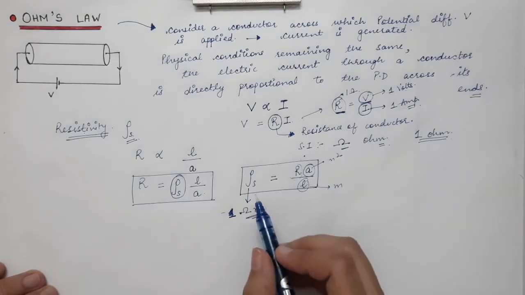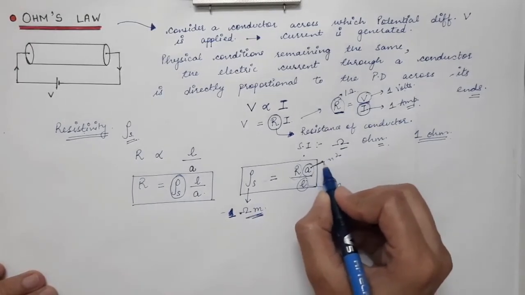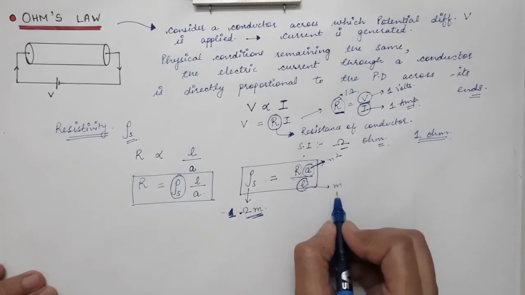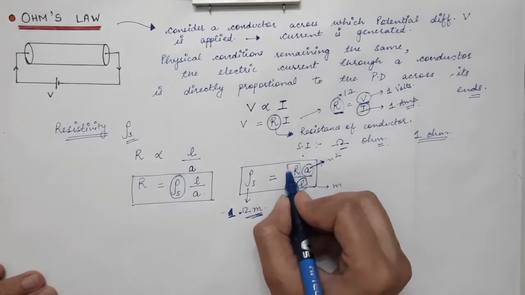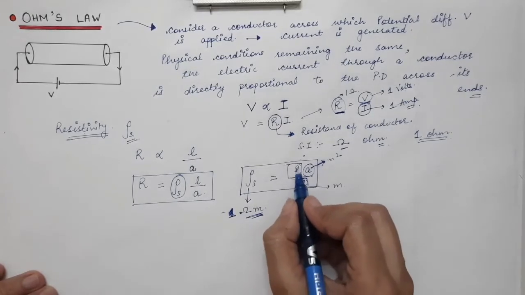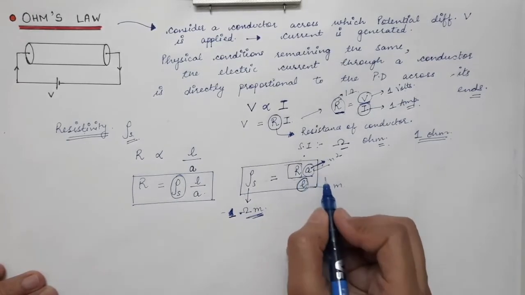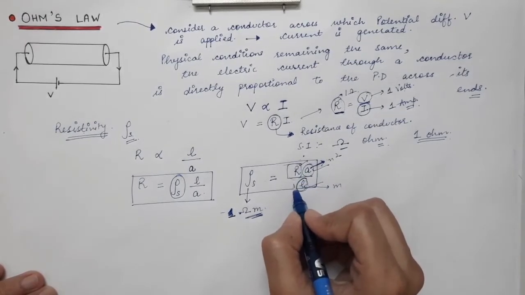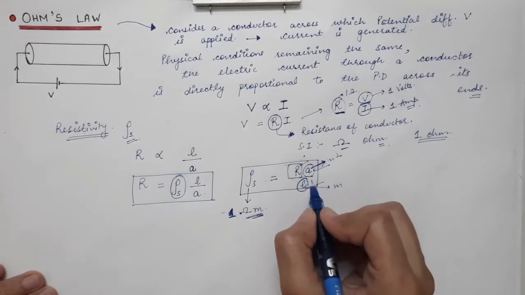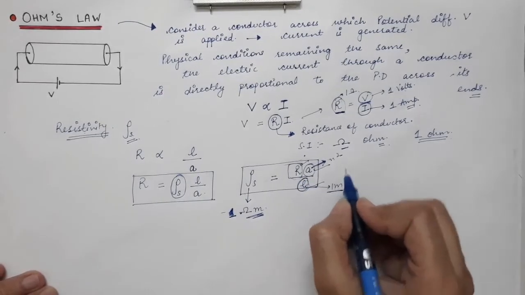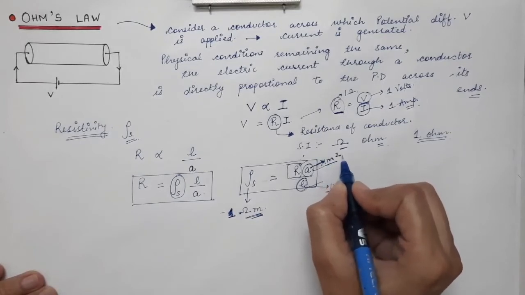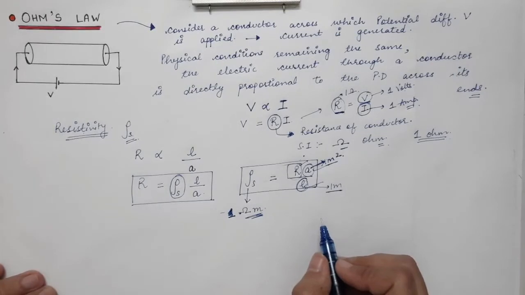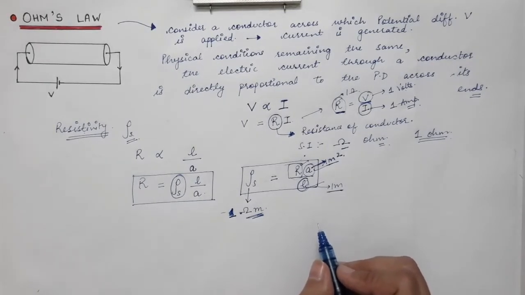How do we define the resistivity? If you put the area of cross section as 1 meter square, and if you put the length of the conductor as 1 meter, then whatever the resistance will be on the right hand side, you will just get capital R. So whatever will be the resistance of a conductor whose length is 1 meter and area of cross section is 1 meter square, that resistance will be nothing but the resistivity of that conductor. So this is how we define the resistivity.